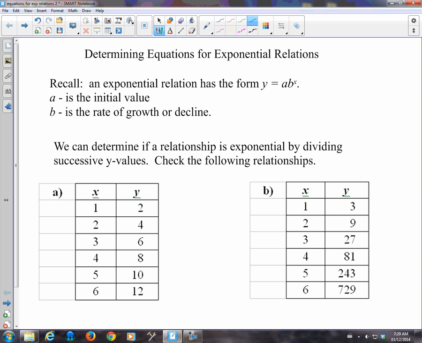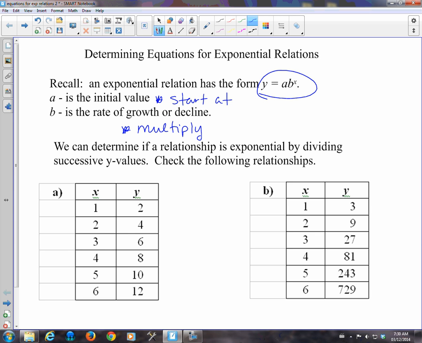Remember from previously that an exponential relation has an equation that looks like this: y equals a b to the x. A is the initial value, so that means what you start at. B is the rate of growth or decline, so that's what you're multiplying by. That can be a number larger than 1 if it's growing or less than 1 if it's decreasing.